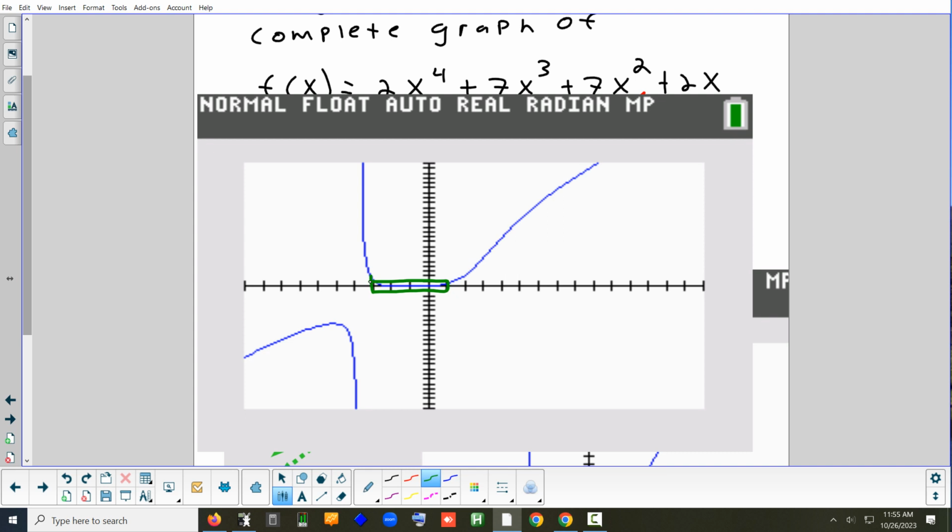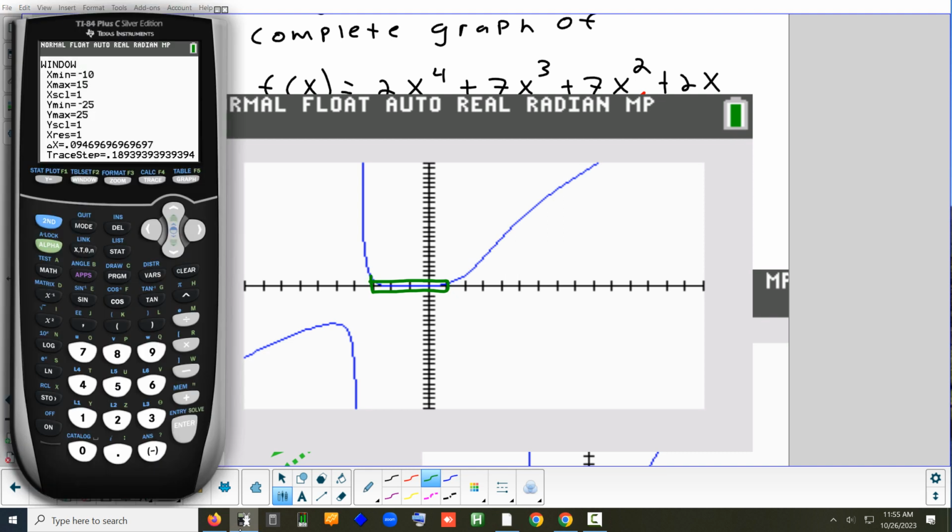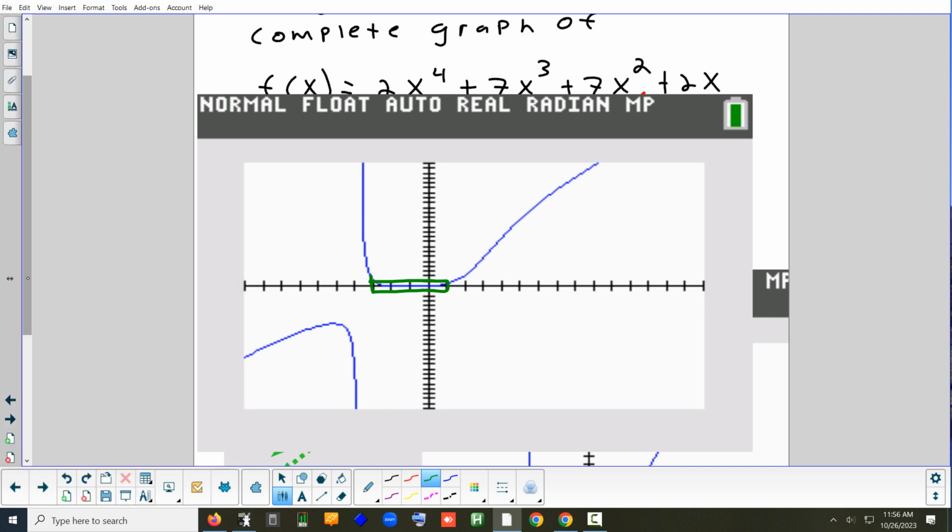So what does it look like my Y min and max is? 0. Or not 0, but 1. Yeah, I zoomed in from -1 to 1. And what's my X min there? -3. And then +1. And my X max is +1. So let's graph that.